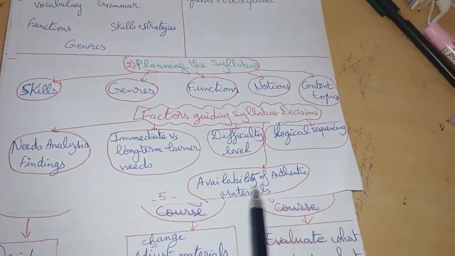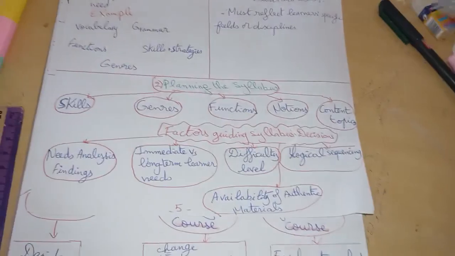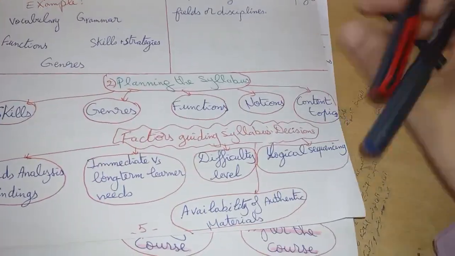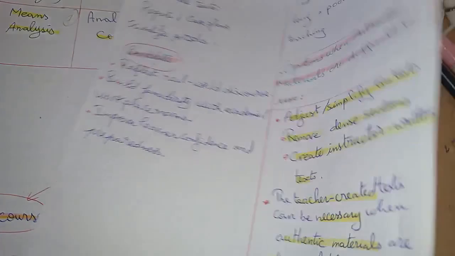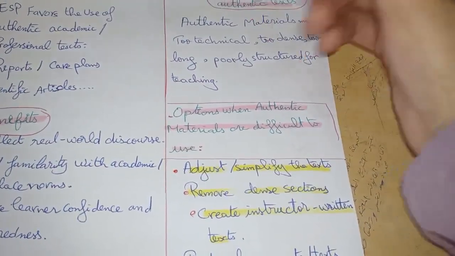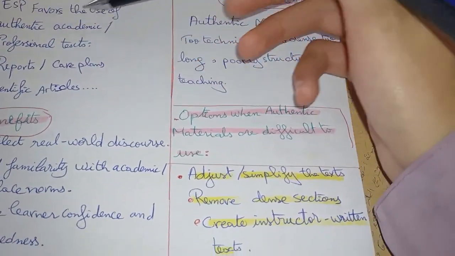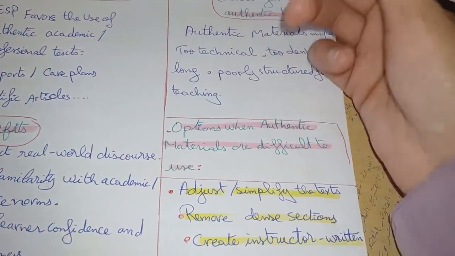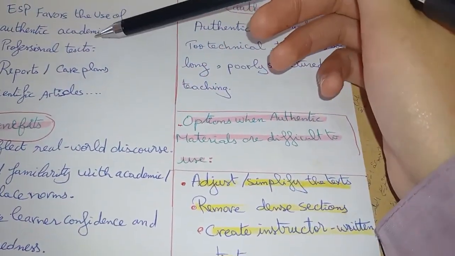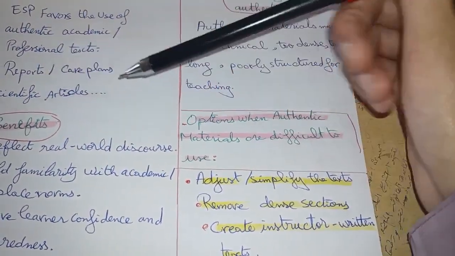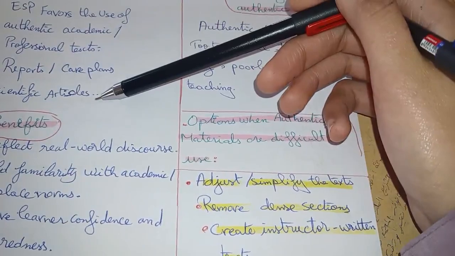Also we have availability of authentic materials. Sometimes we don't have the authentic materials, and you know that they are really needed in an ESP course. Also we talk about them here. Developing materials, we have authentic materials. ESP favors the use of authentic materials, whether academic or professional texts, such as reports, care plans, and scientific articles.